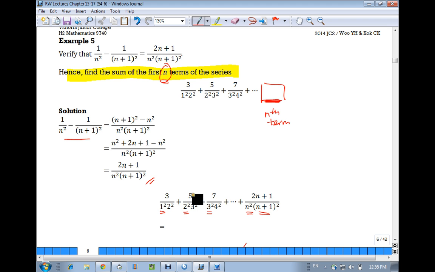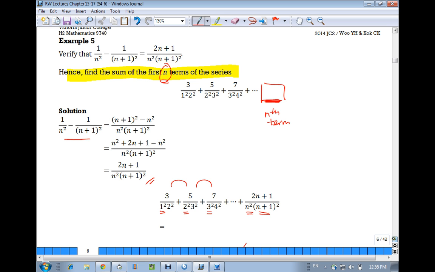You have 3, 5, 7. These are odd numbers. This forms an AP. If you consider the nth term of an AP, you will get 2n plus 1. You surely must get 2n plus something because the AP has a common difference of 2. It may be 2n plus 1, 2n plus 3, or 2n plus something. But in this case it's 2n plus 1, because if I sub n equals 1, I get 3, and n equals 2, I get 5. Understand how I come out with that expression?